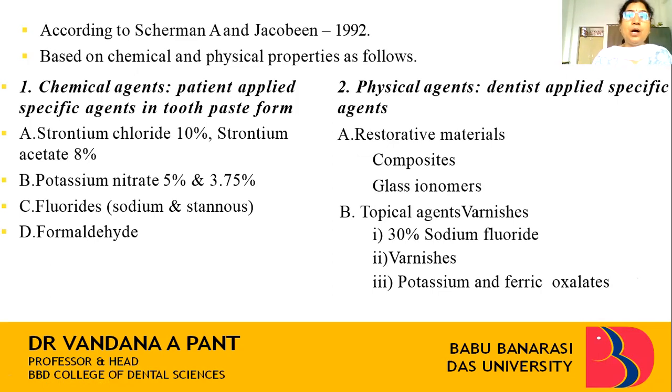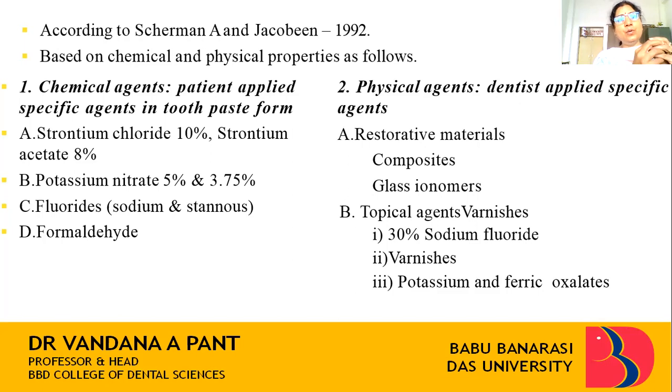Now coming to how we can do the treatment. Now the treatment can be done. This is one classification given by Sherman and Jacobin in 1992. They have categorized into two categories. One is the chemical agent and another is the physical agent. In the chemical, basically our aim is to seal or block the dentinal tubule opening.